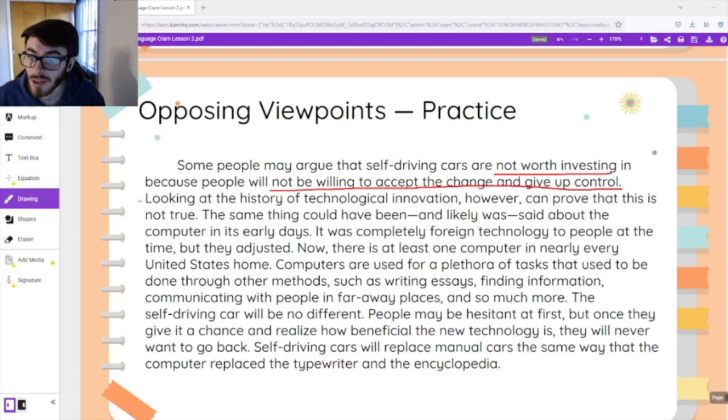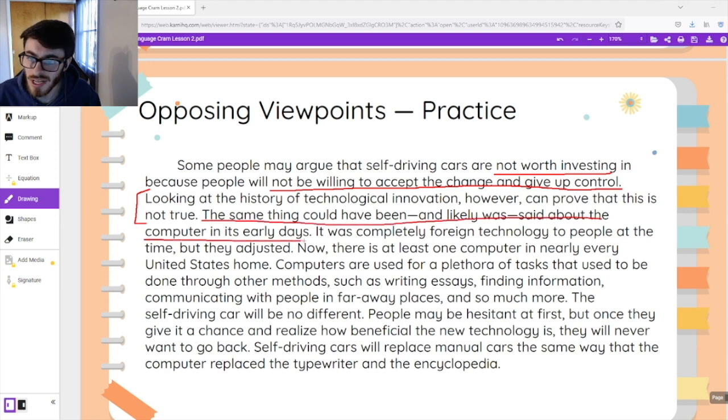My claim. Looking at the history of technological innovation, however, can prove that this is not true. There's the claim. The claim is that when we look at the history of technological innovation, we know that it is not true that people will not be willing to accept the change and give up control. Here's my first piece of evidence. The same thing could have been, and likely was, said about the computer in its early days.